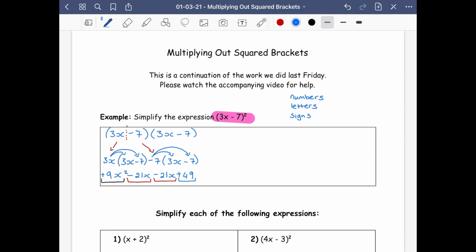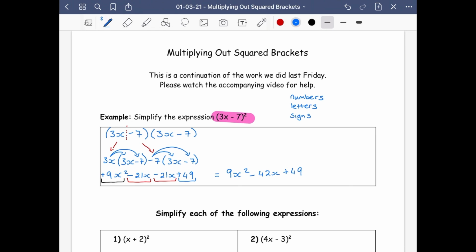So our final answer should consist of our x squared term, which is 9x squared. It should consist of just one x term, so I'm going to simplify minus 21 minus 21. So that gives me minus 42x. So we're not using the sign rules there, we're just adding them. And then we should have one number on its own at the end, which is 49, because there was nothing else to add or subtract to it.